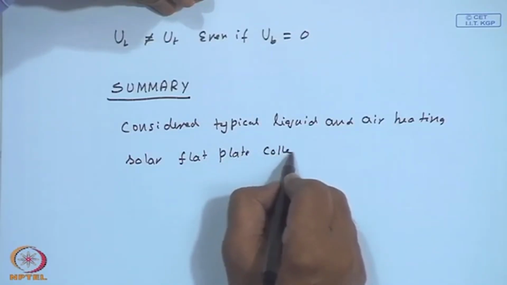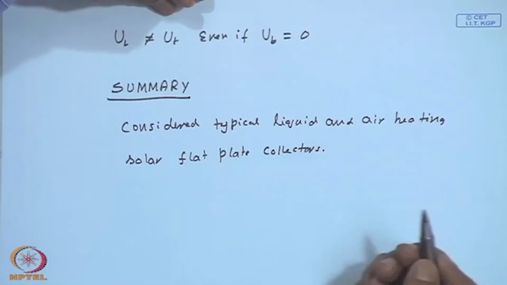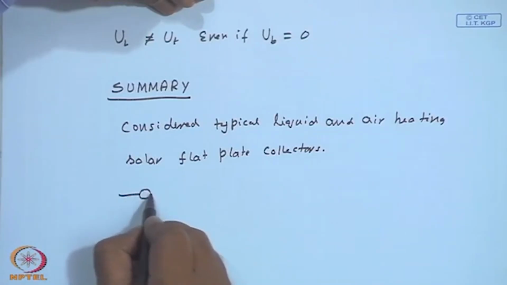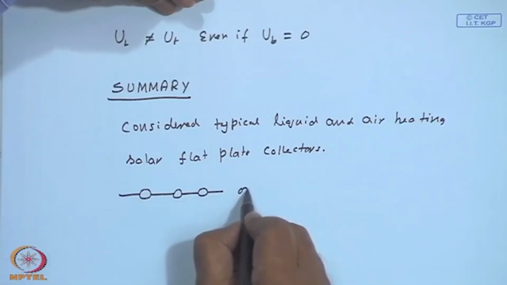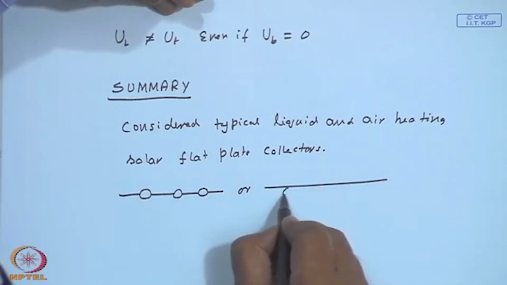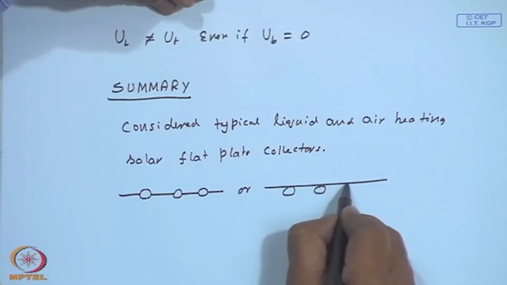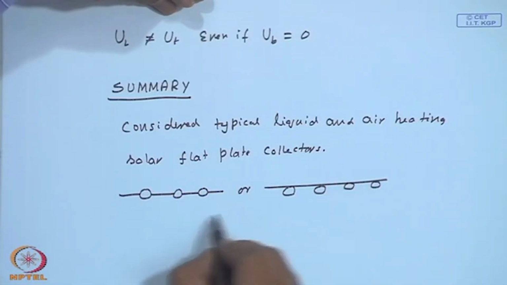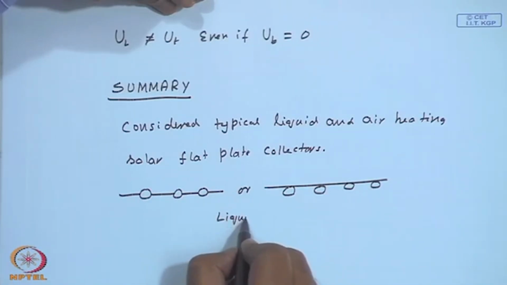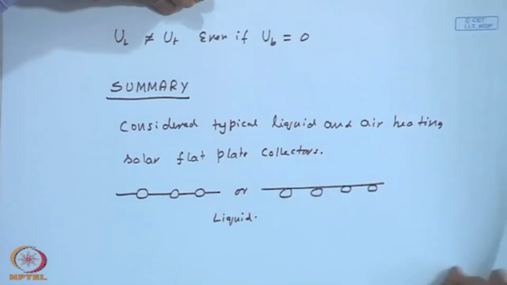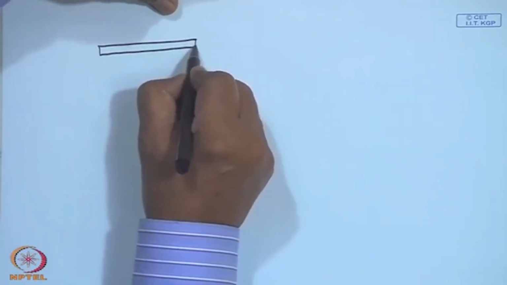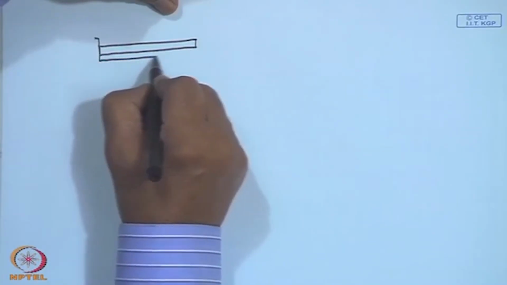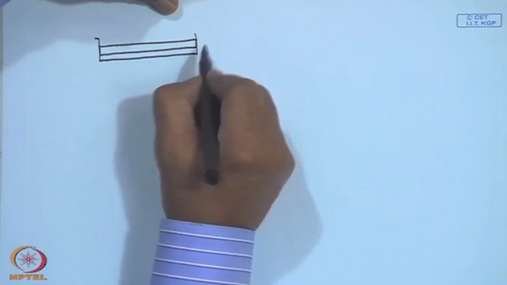One is the fin and the tube type of absorber, or like this, liquid, for air a duct with one glass cover, and the bottom insulation.